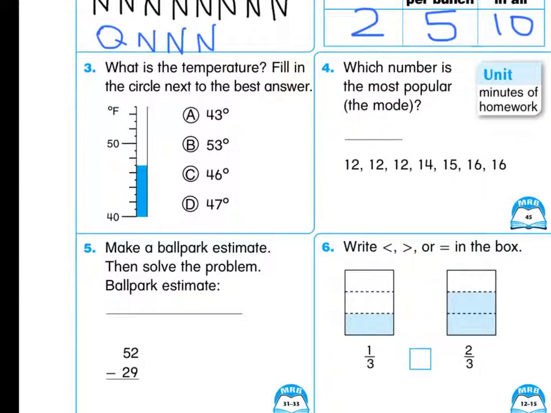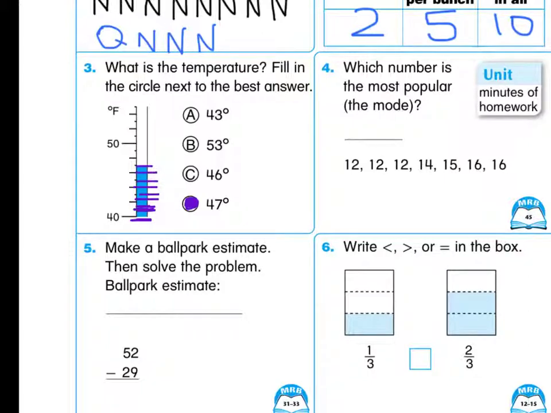All right, box 3. What is the temperature? Fill in the circle next to the best answer. Okay, so I can see on this thermometer that it's starting at 40 degrees Fahrenheit down at the bottom, and the blue line has gone up. It's not quite to the 50, but it's a little bit more than halfway. If I count each and every little mark, I would be counting by 1. So that's 41, 42, 43, 44, 45, 46, 47 degrees. So I'm going to fill in my letter D for 47 degrees.